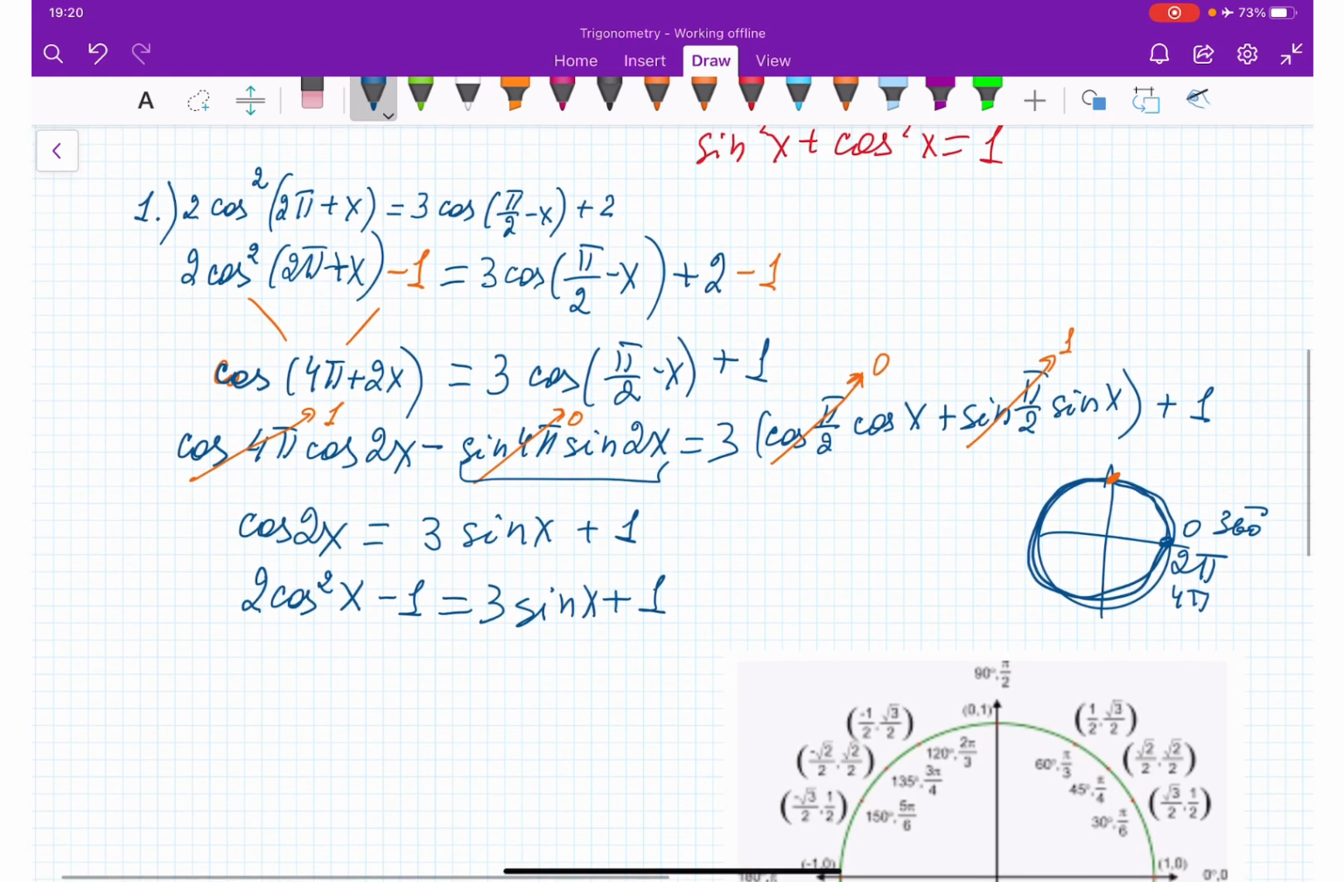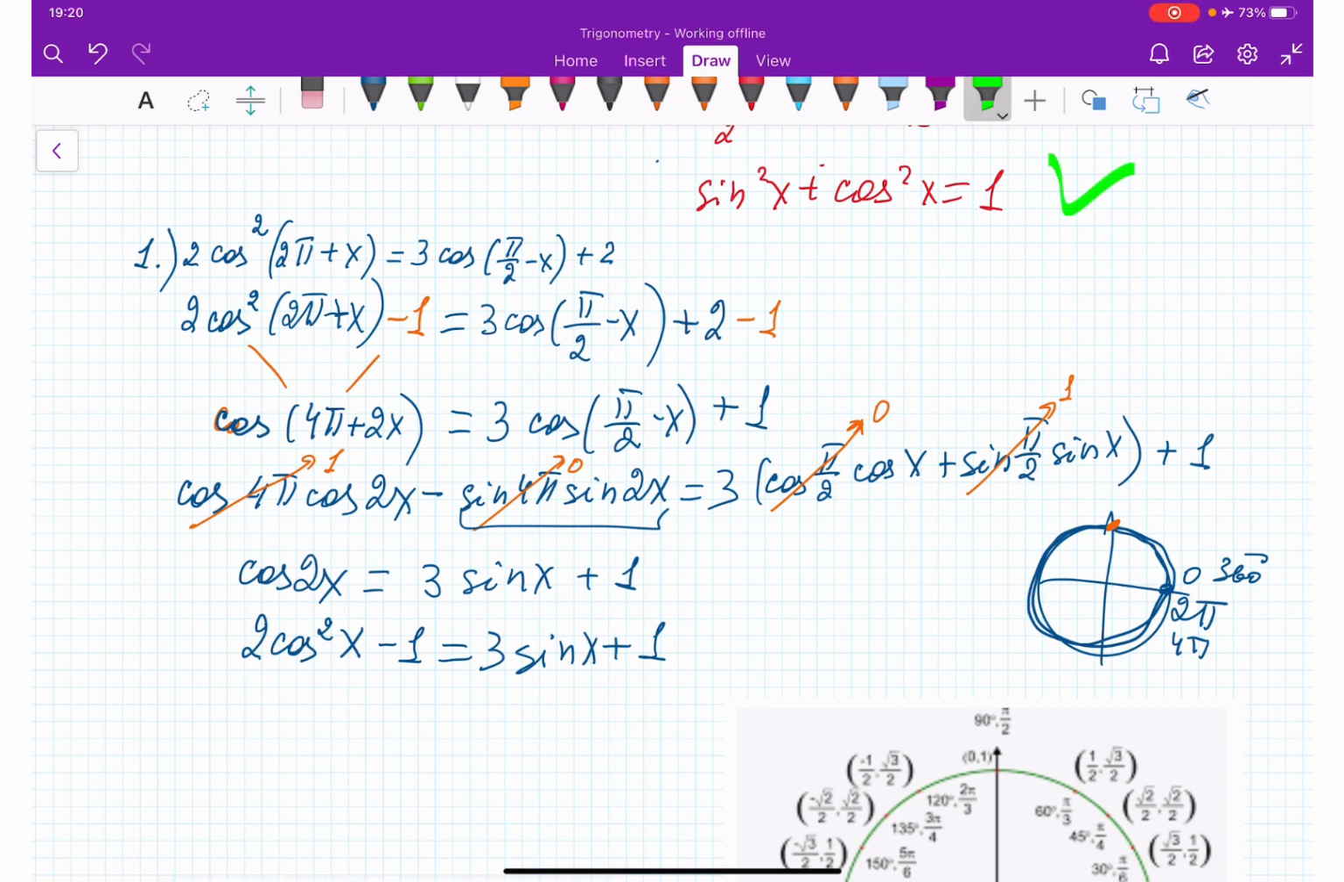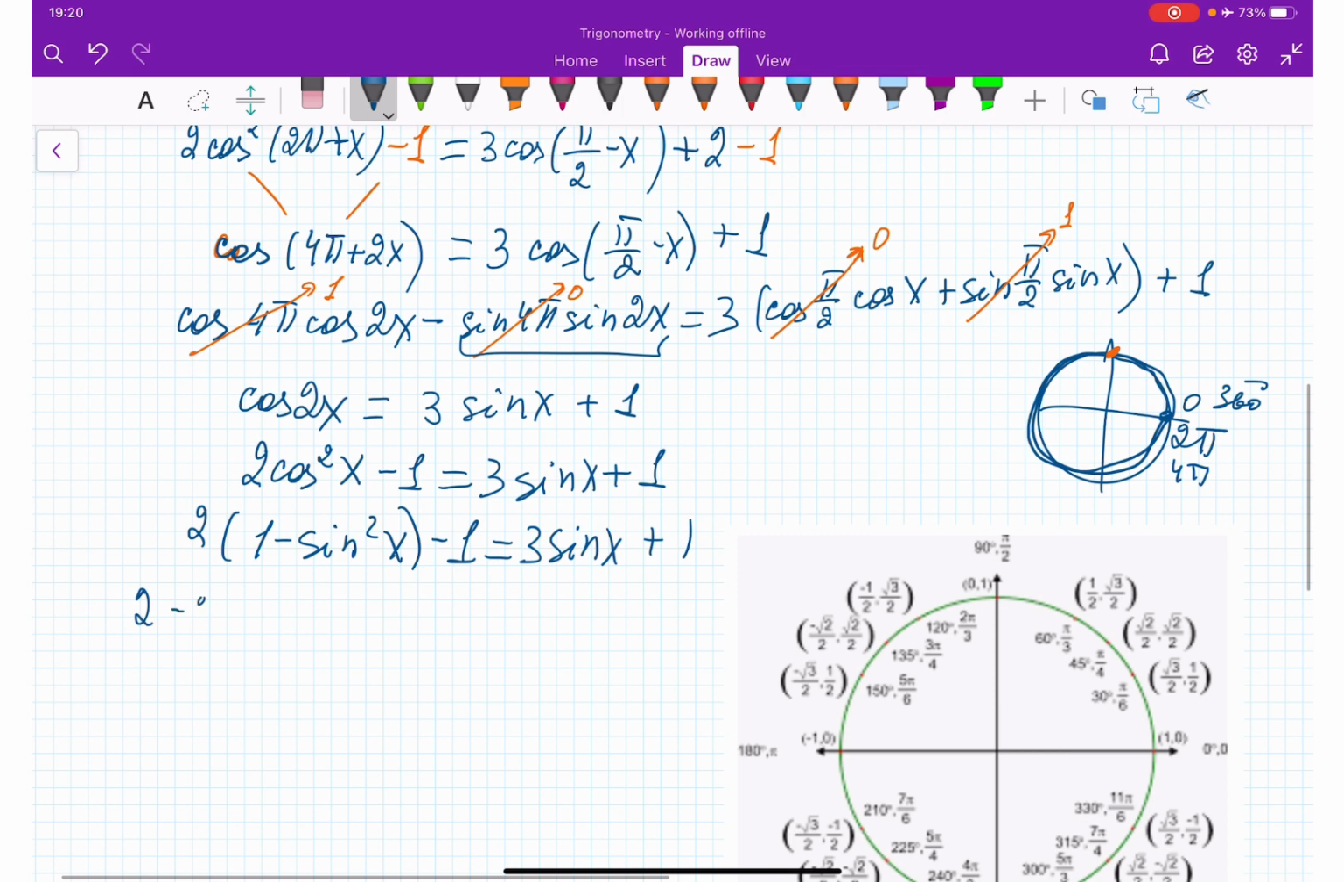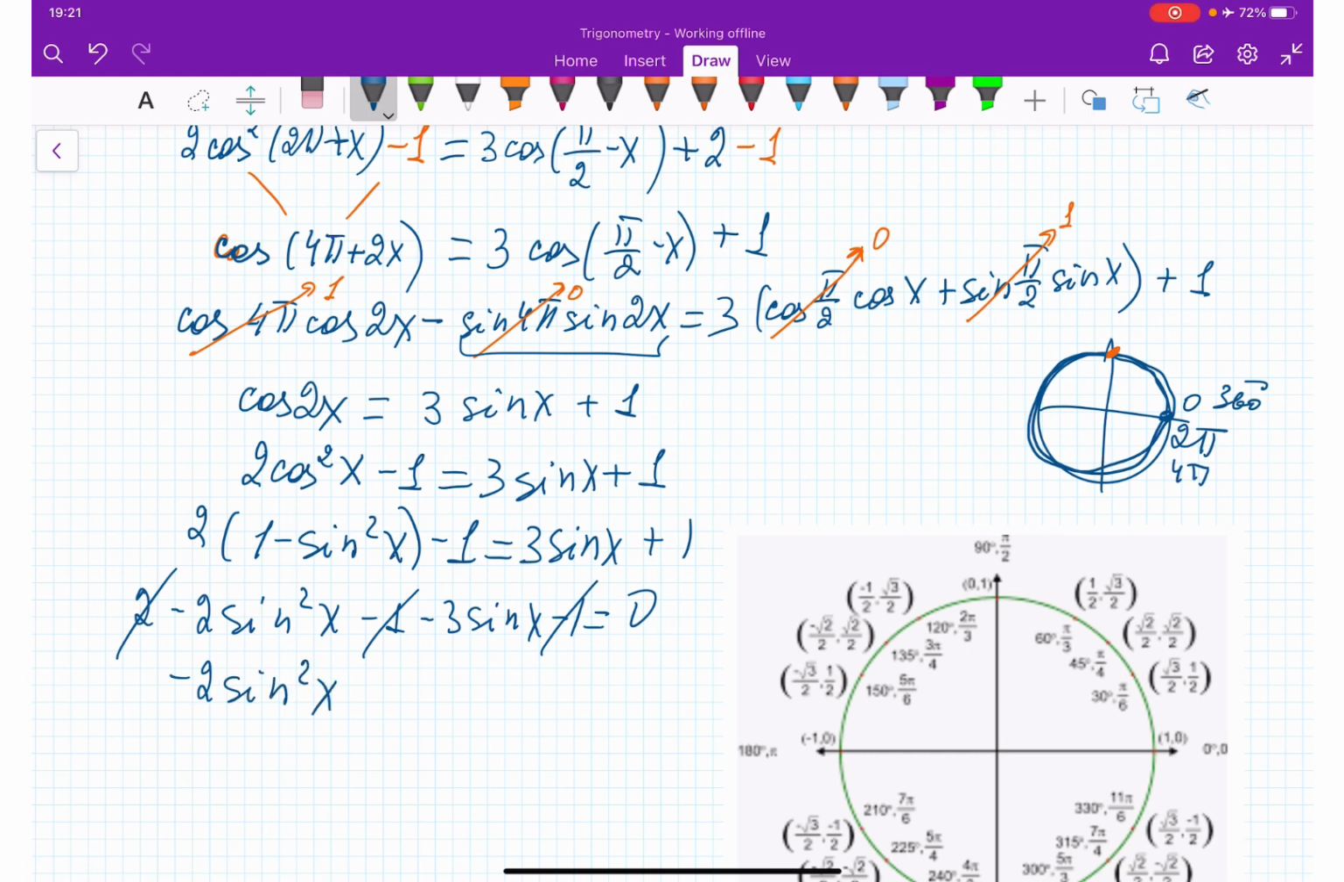Okay, so for cosine squared x, I'm going to apply this formula: sine squared plus cosine squared equals 1, right? So from here, 2 cosine squared equals 2 times (1 minus sine squared x) minus 1 equals 3 sine x plus 1. Opening parentheses, we get 2 minus 2 sine squared x minus 1 minus 3 sine x minus 1 equals 0. This 2 cancels with the negative 1, and we get negative 2 sine squared x minus 3 sine x equals 0.